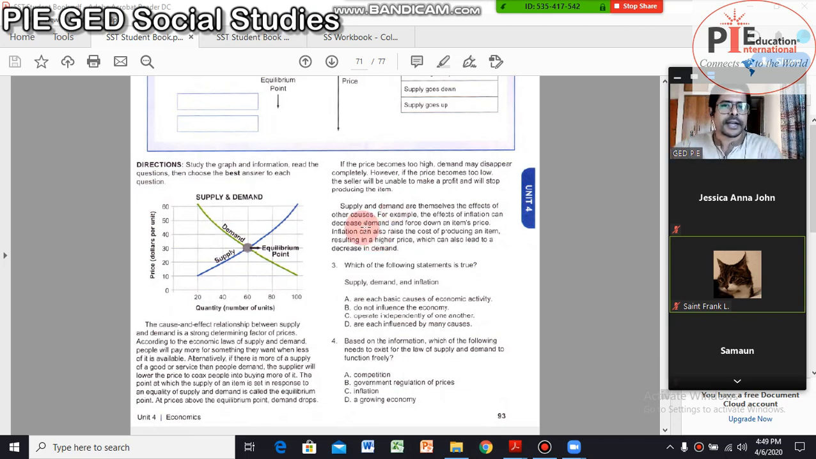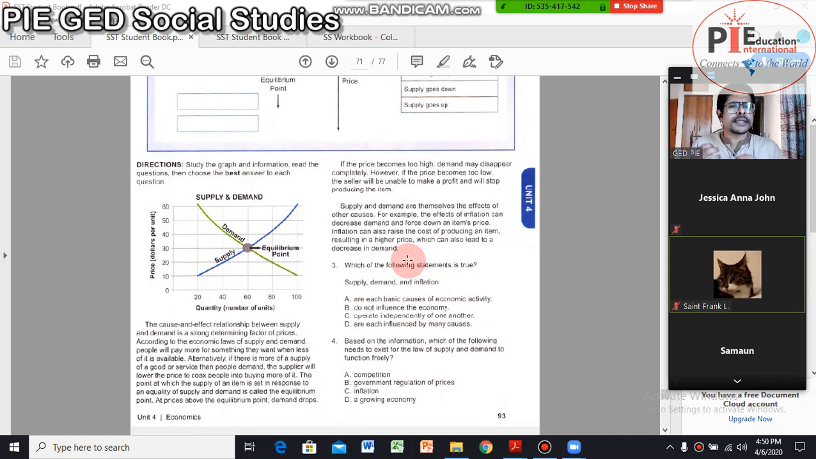For example, inflation brings demand down through price. Inflation raises the cost of producing. Now look at this. Inflation can always push an item into a high price, which also leads to a decrease in demand. So because of inflation, the prices of goods and services will actually go up, which will lead to a decrease in demand. So this is actually a chain reaction: demand, supply, inflation, prices, they're all in a chain reaction. Everyone is linked with one another.